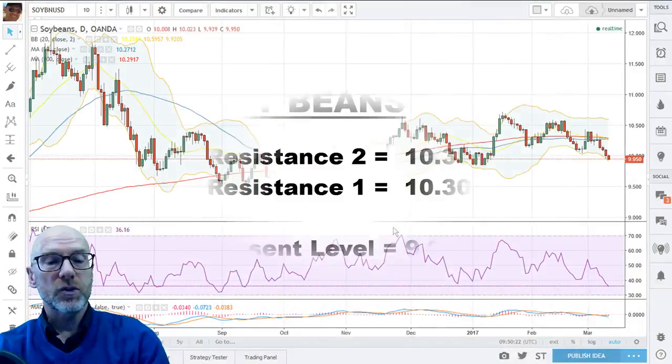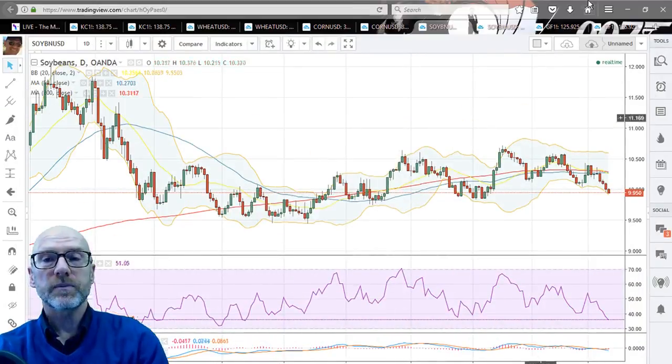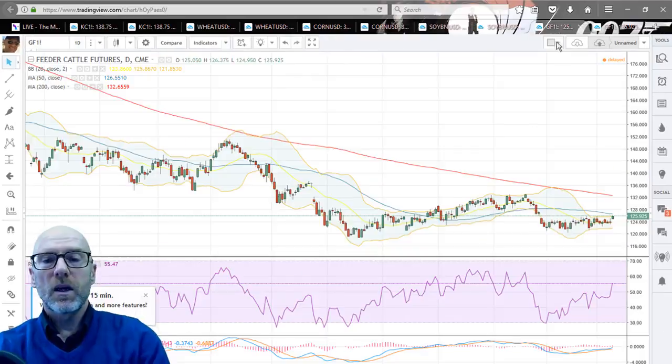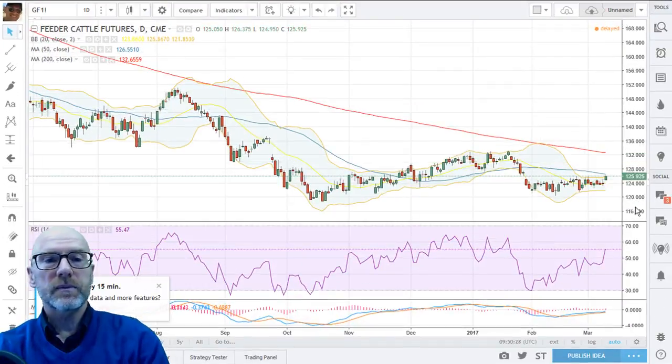Finally, moving on to feeder cattle, where the picture looks slightly different to the other markets. It's had a break up today in today's trading and looks reasonably positive. The RSI, as you can see, is ticked back above 50 at 55.47, and the MACD short term has just moved above the longer term, which again is a positive sign.